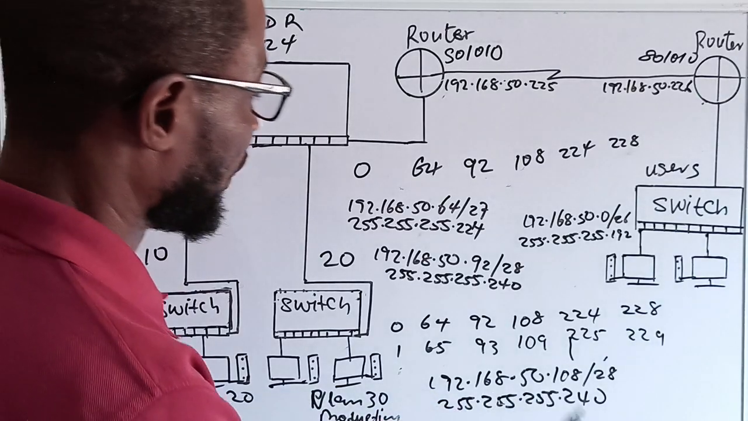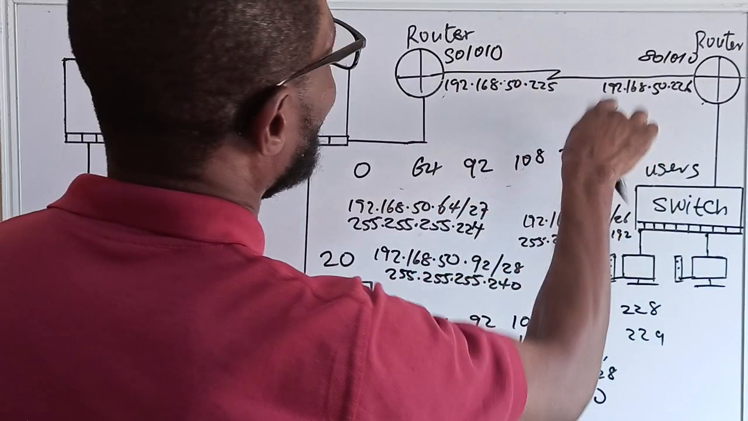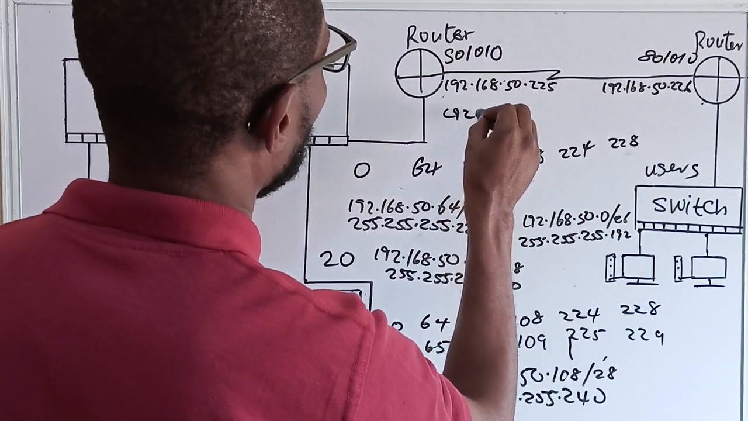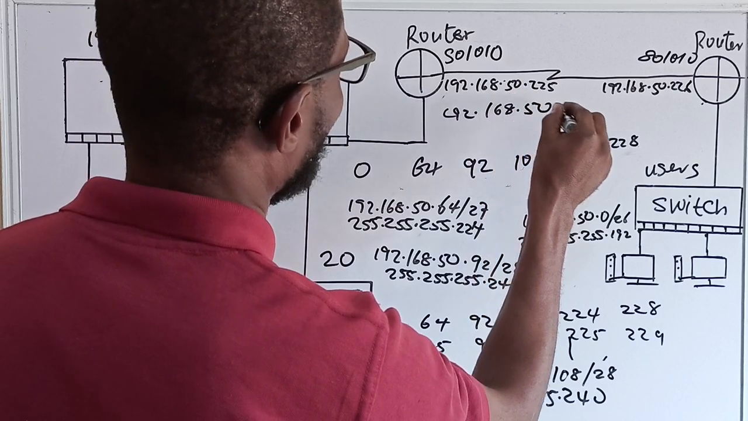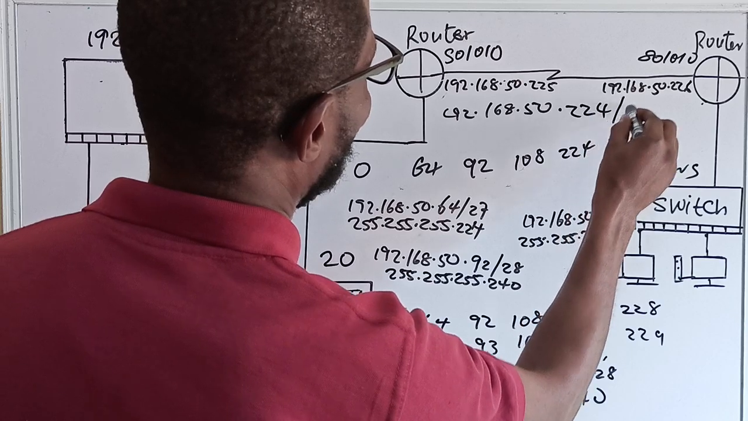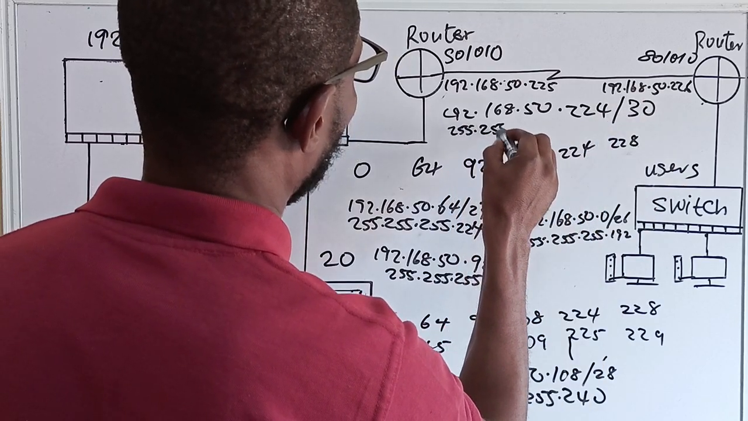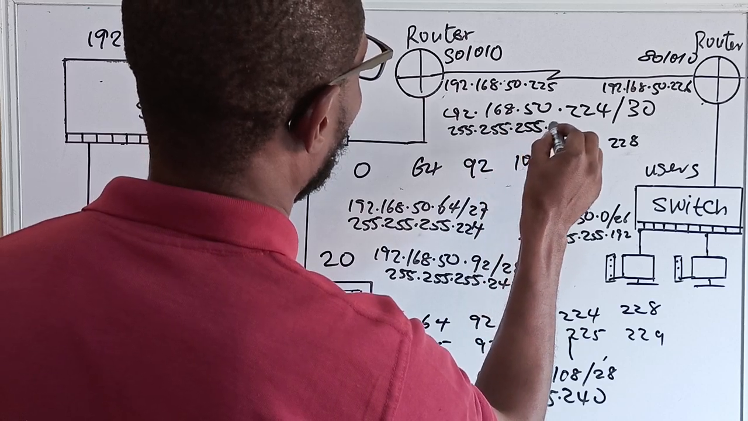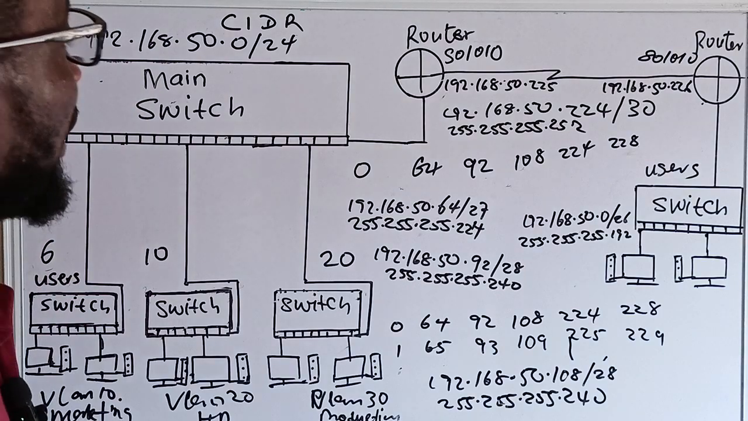So this is classless interdomain routing. For my two-address networks, we have 192.168.50.224, which is 255.255.255.252. You can see it here.